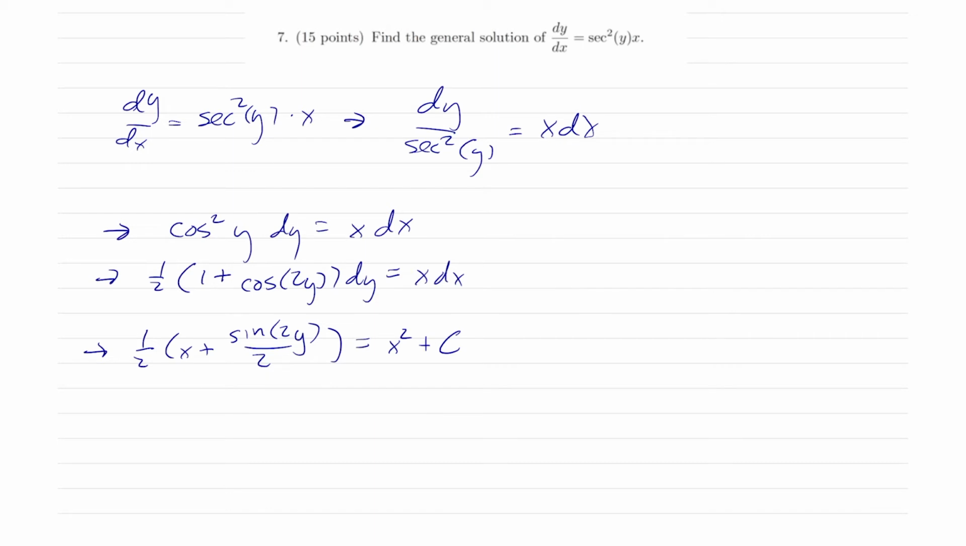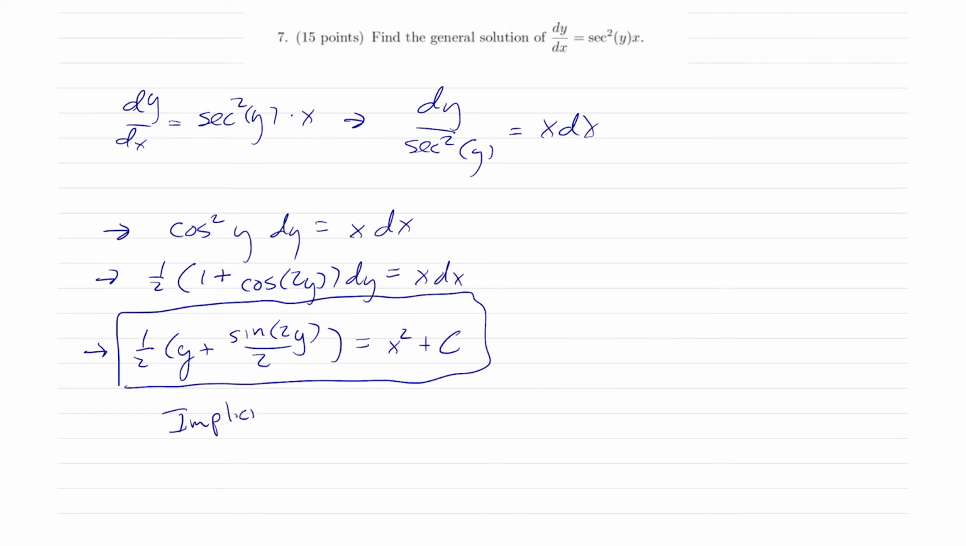And oops, that should not have been x there. That should be a y. Okay, there we go. And there's really no doing any better than this. This is an implicit solution. And we're done. Just because we have a y inside of sine and I have a y on the outside, there's no inverting that. So we're good there. Okay, cool. So that's exam 1.